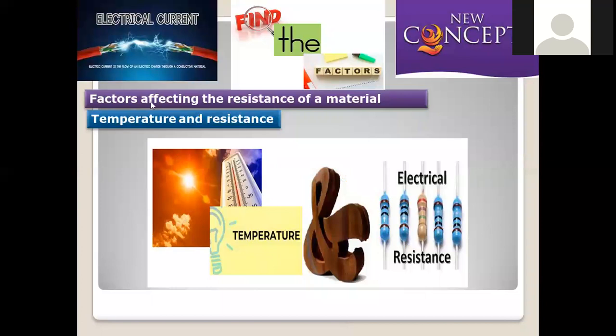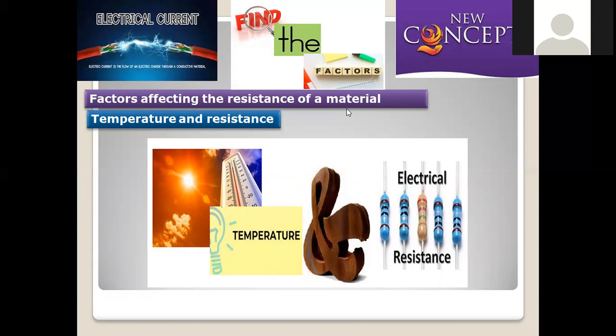Now we are going to discuss the factors which affect the resistance of a material. Already we know that any material, based on its resistance, is categorized into 4 types. One is insulating material, second is semiconducting material, third is conducting material, fourth is superconducting material. These are the main categories based on the resistance.